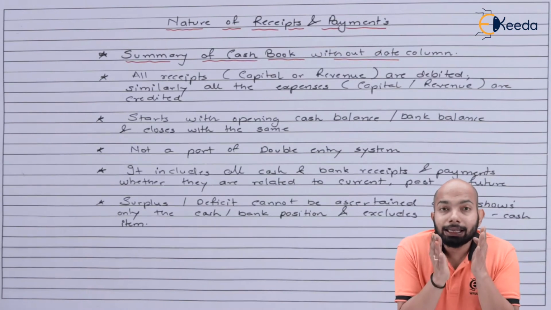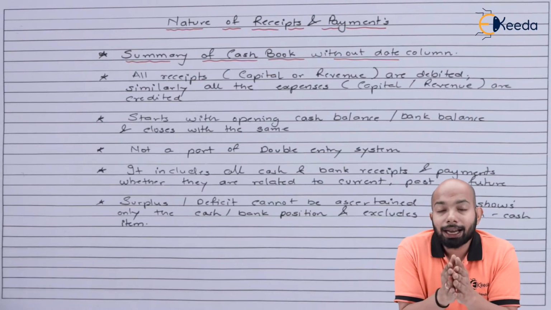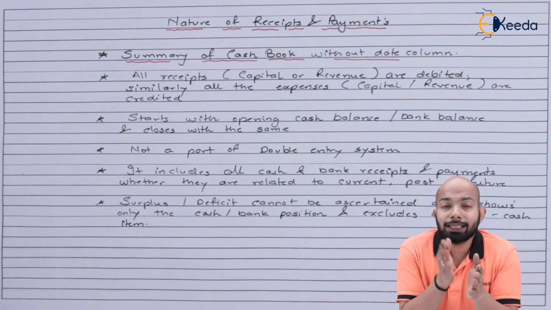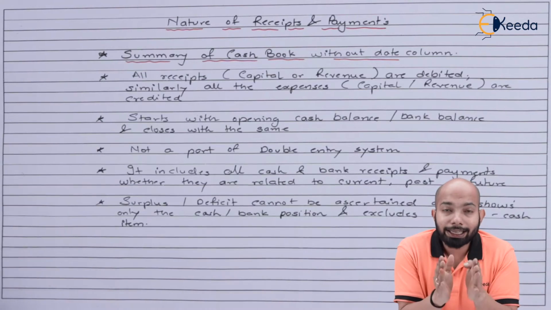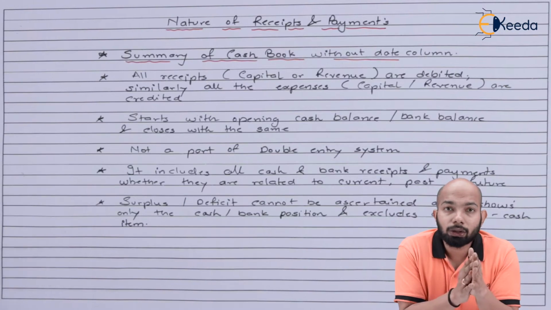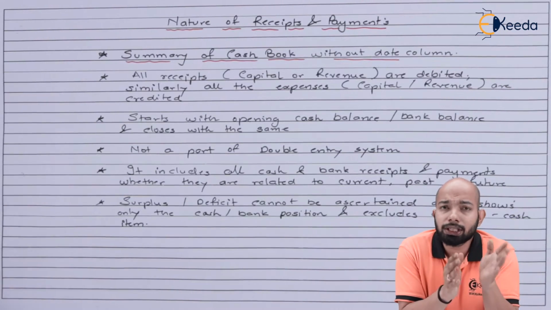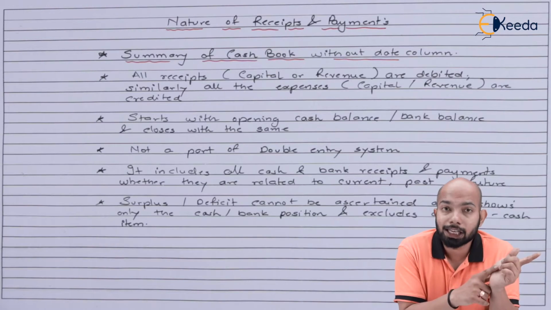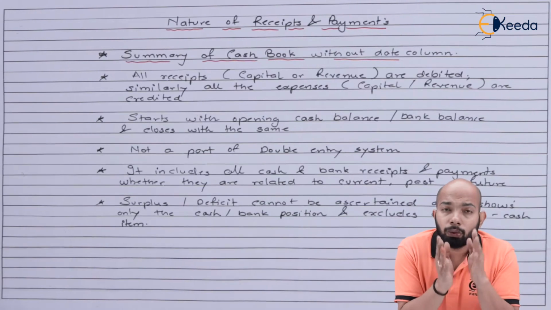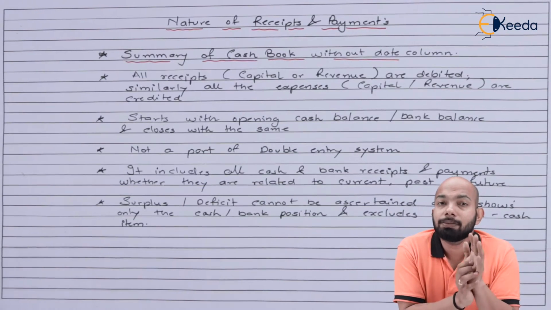Similarly, in receipts and payments, if there is any payment that is reducing your cash or bank balance, it is mentioned on the credit side. Hence, receipts and payments is equivalent to cash book without the date column. You just have to remove the date column because the date column isn't a necessary part of receipts and payments. However, it is necessary in cash book. So in this specific chapter, we'll be understanding the details of receipts and payments.